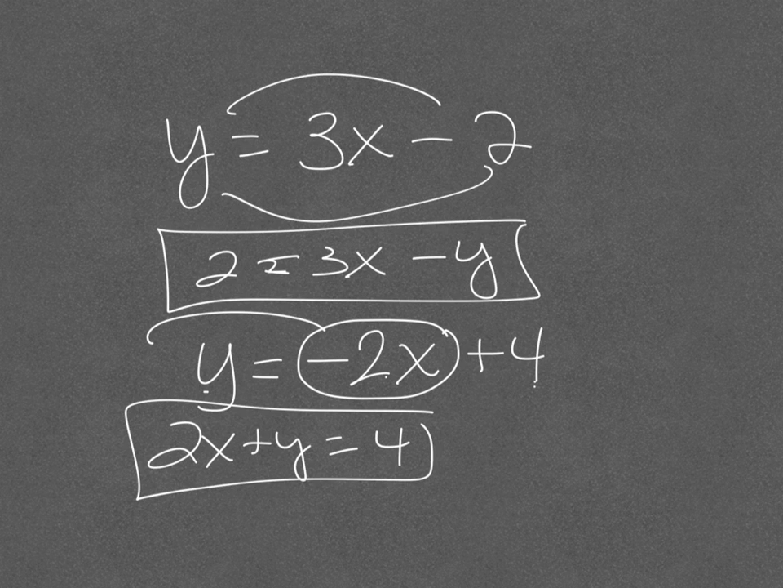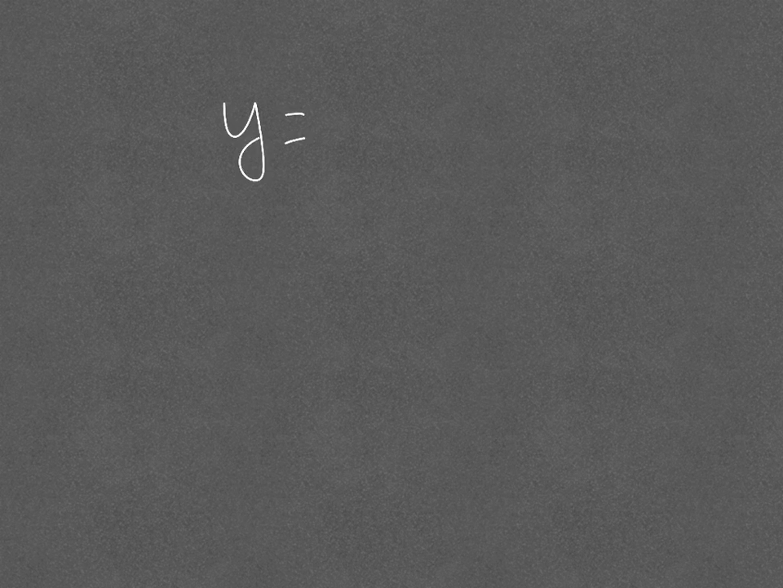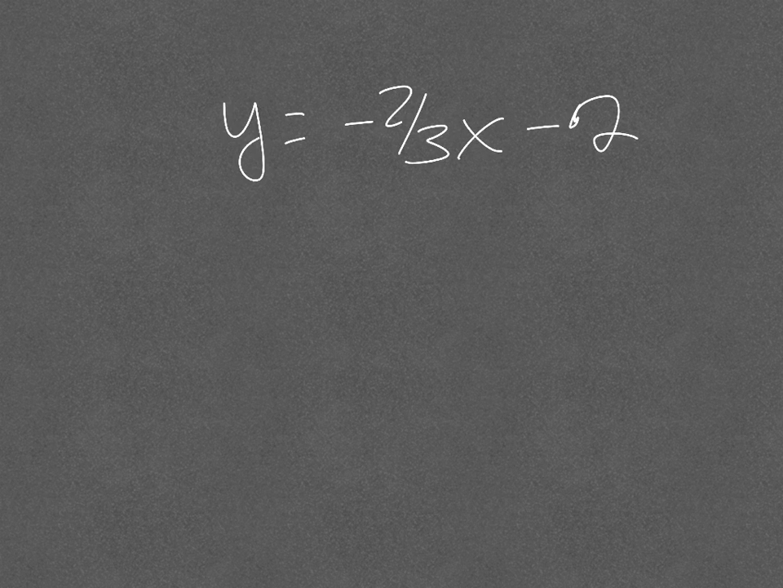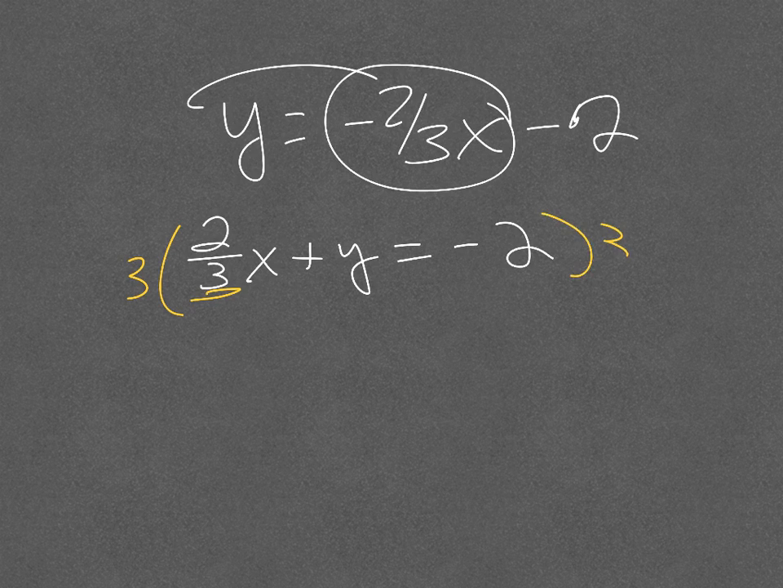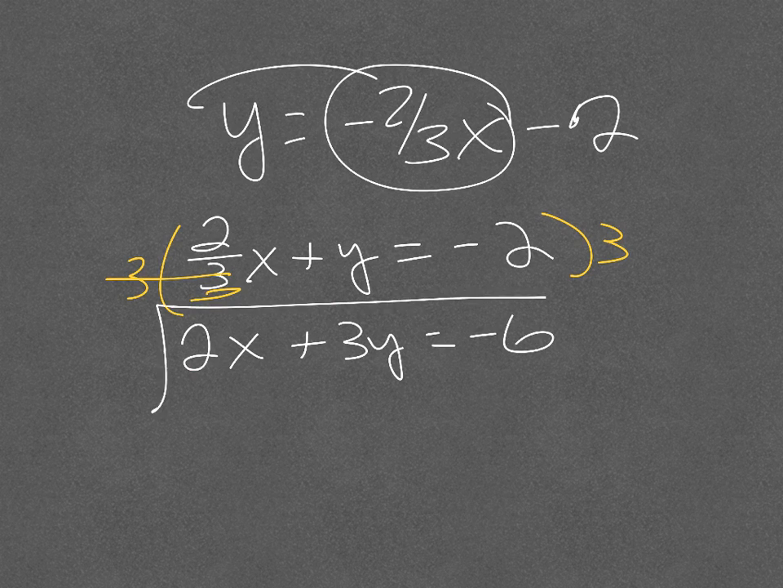Like if you have y equals negative 2/3 x minus 2, just bring this over here, so you have x and y on the same side. So 2/3 x plus y equals negative 2. Multiply by your denominator to get rid of the fraction. So you get 2x plus 3y equals negative 6.